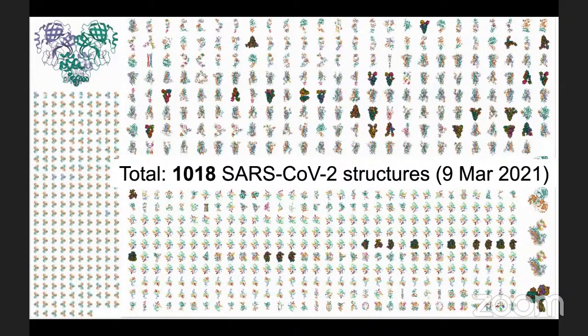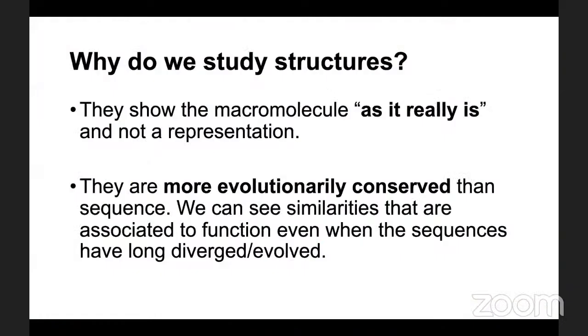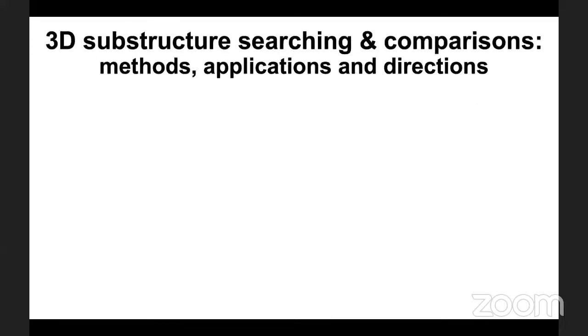So why do we study these structures? Because the structures show the macromolecule as it really is and not as a representation. And we also know that these structures are more evolutionarily conserved than the sequence. Therefore, we can see similarities in the structure that are associated to the function of these structures long after the sequences have diverged or evolved to become something else.